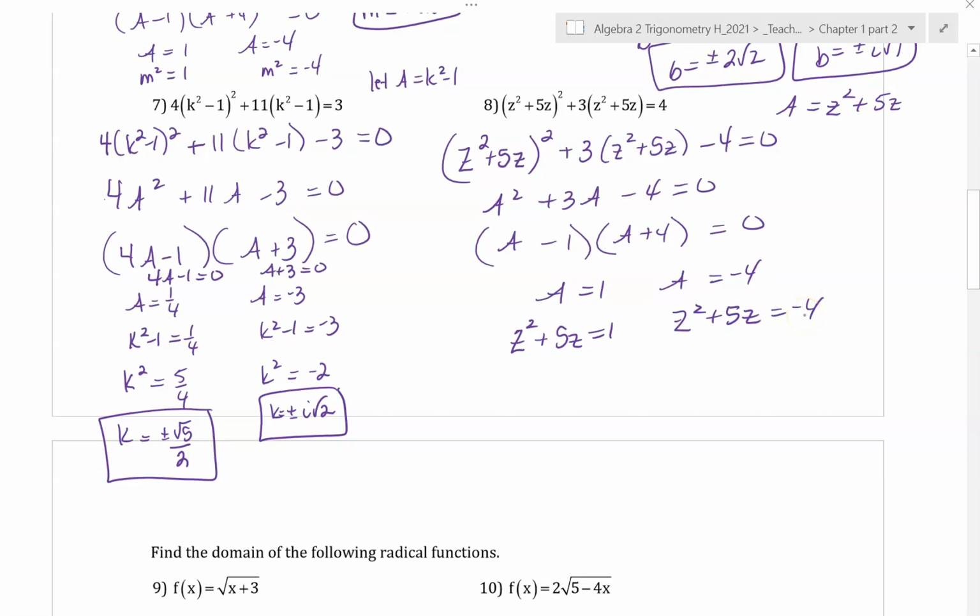So now we have a quadratic. So we need to get 0 on one side of the equation and try and factor. Remember, if you can't factor, you'll have to use the quadratic formula. So go ahead and pause the video and give it a try.